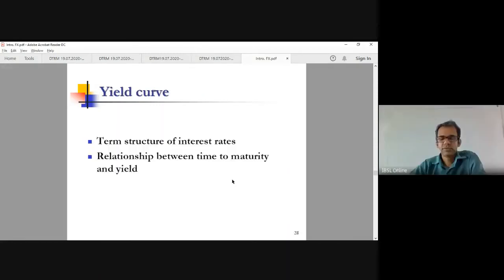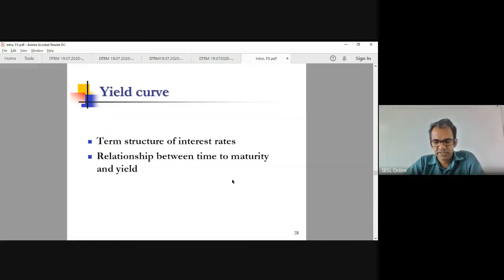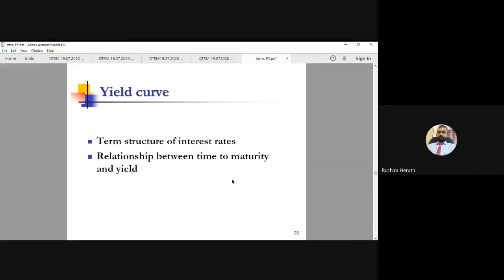Then that part, will you be able to explain it again, the current yield, that particular part? Yes. How?